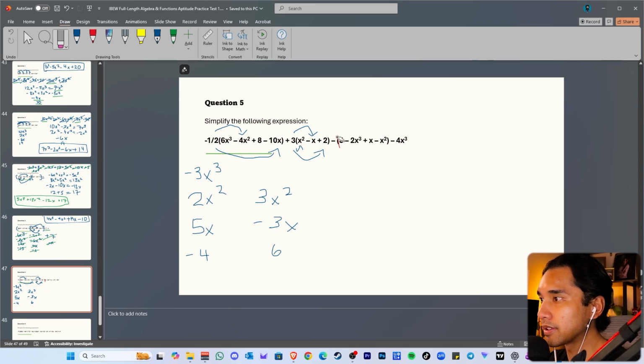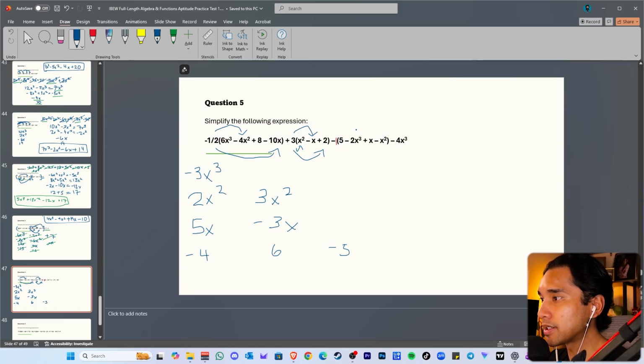Oh my gosh, that's terrible. I like to write a 1. I'm just going to put a 1 right there. Negative 1. And then we multiply. What is negative 1 times 5? Negative 1 times 5 is negative 5.